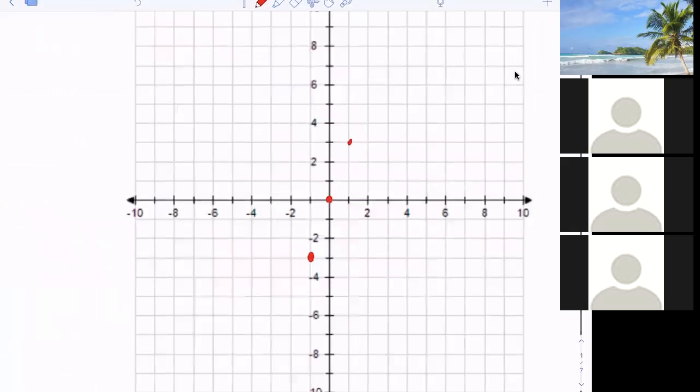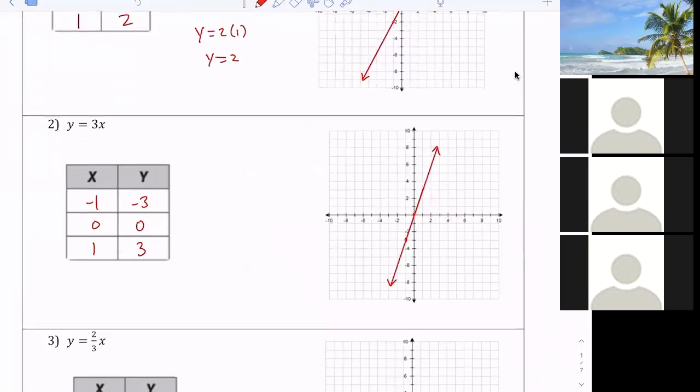And again, those 3 points make a what? They make a line. That's how simple. Okay?